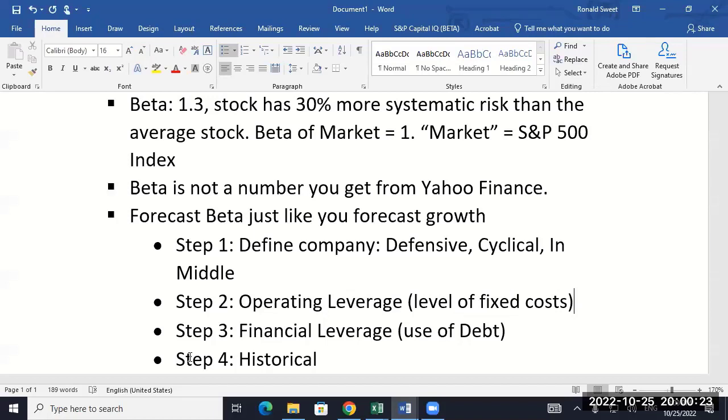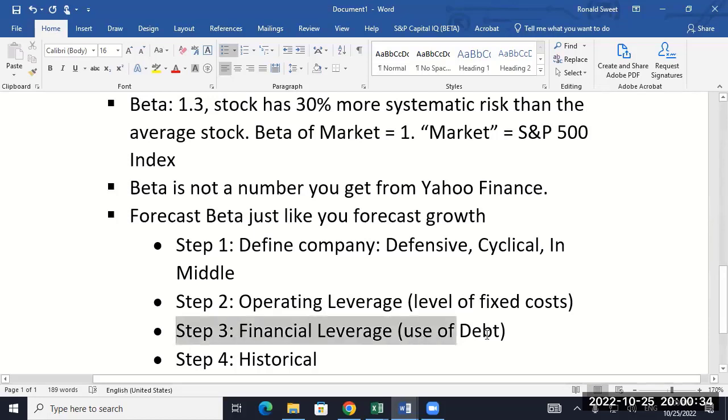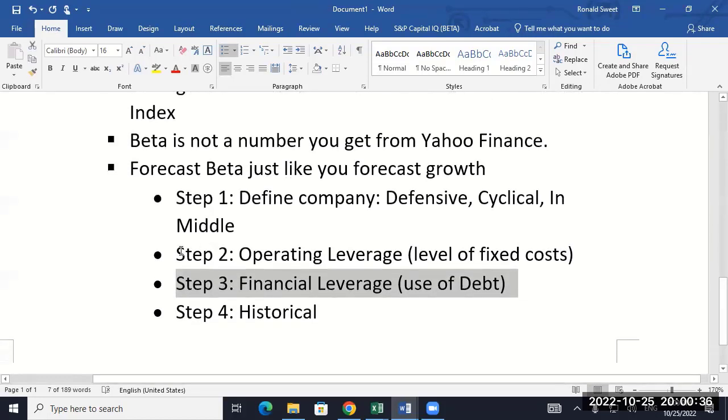Both of those do what? They make the firm more volatile. More fixed costs, you're going to have much more volatile earnings. More debt, you're going to have much more volatile earnings. Okay, so just both of those. The only one we adjust for formulaically is debt, but we should be adjusting for both of them.